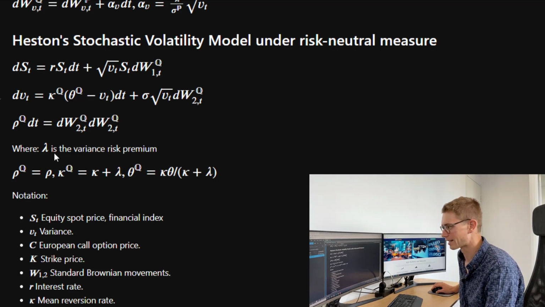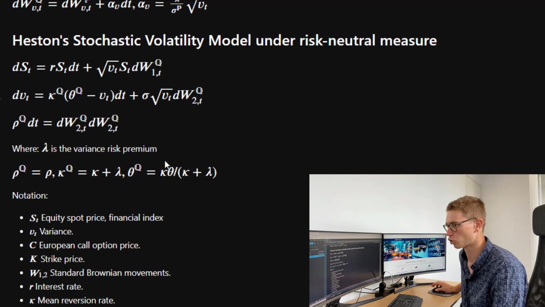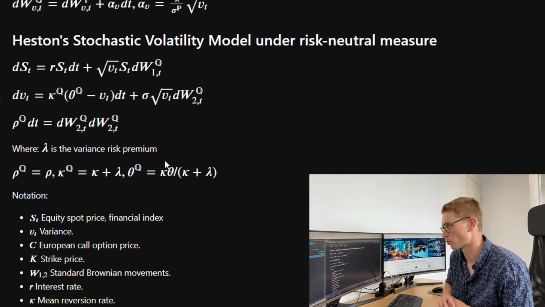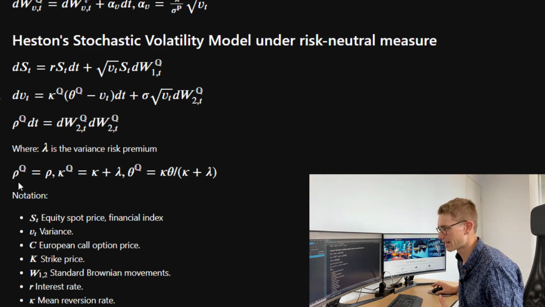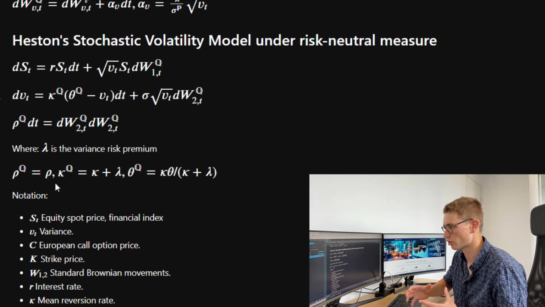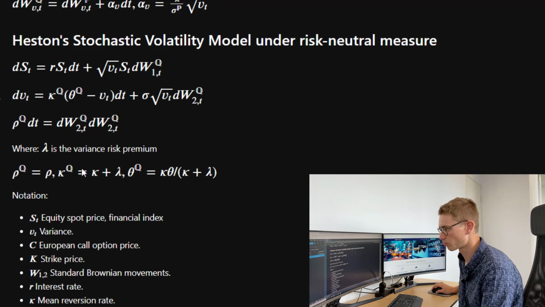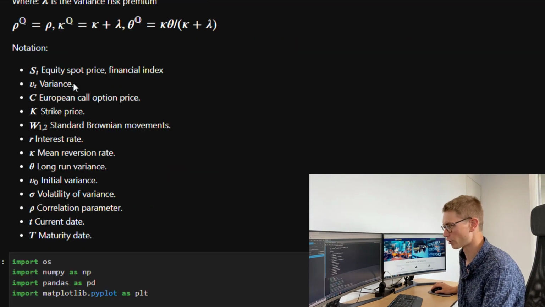You'll note here that we now have this new parameter called lambda, which is the variance risk premia. Here you can see our parameters in terms of the real world parameters to the risk neutral parameters, and these will pop up within our characteristic function. So just a reminder for all the terms that are in here.